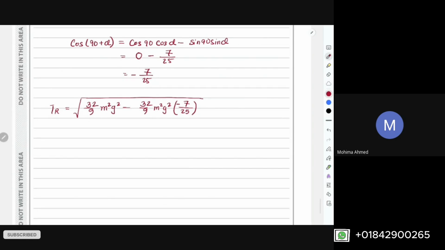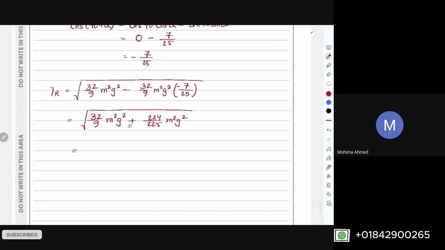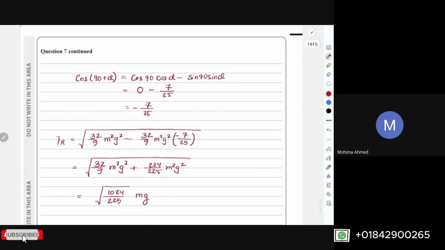Yes. Then if you simplify this, if you add all this, you actually get 32 by 9 m squared g squared plus 224 by 225 m squared g squared, everything under the square root. And now eventually adding these two numbers is 1024 by 225, square root, mg. Outside the square root, this is going to be mg. So this is how you have to simplify.